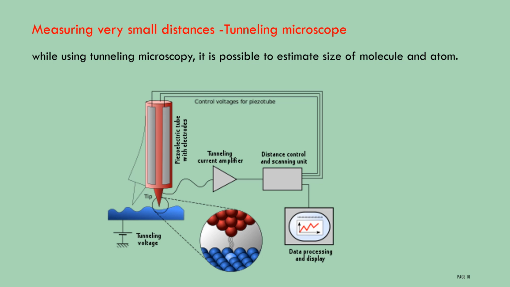Next one, the tunneling microscope. Using this tunneling microscope, it is possible to estimate the size of molecules and also atoms. Here you have to remember, this tunneling microscope can resolve less than 1 angstrom, the size of an atom. If it is less than 1 angstrom, it is used to measure the size of molecules and also atoms.